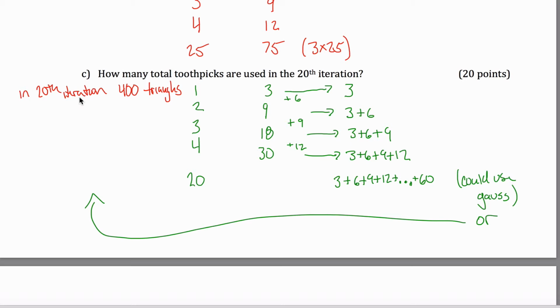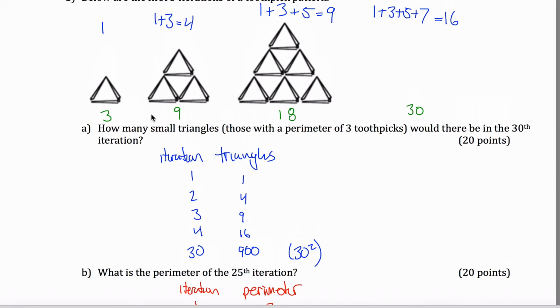Let's see, each triangle uses 3 toothpicks. So 400 times 3 would give me 1,200. But there's a problem. That's not my answer because I double count some of these. Right? I count these 3. And then if I count these 3, I just counted this one twice. In fact, I would double count every single toothpick except for the ones on the perimeter. So the ones on the perimeter I would not double count, but every other toothpick I would double count.